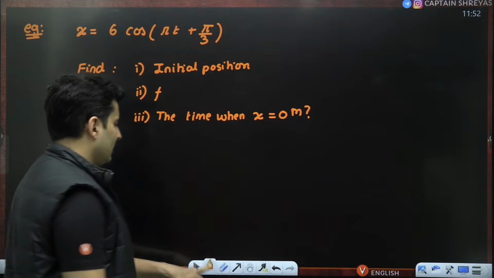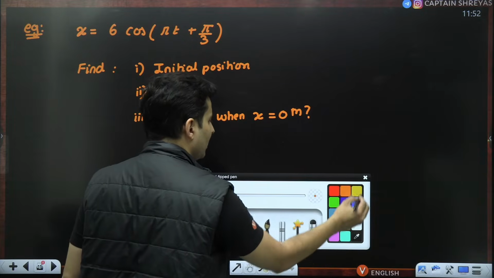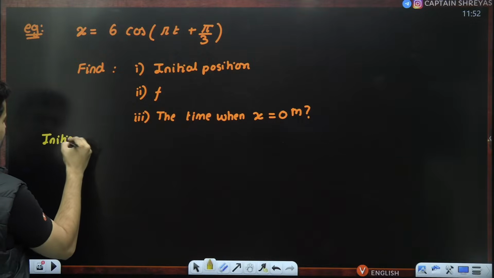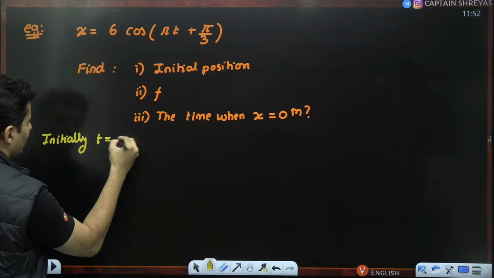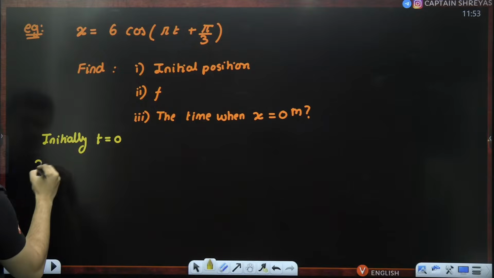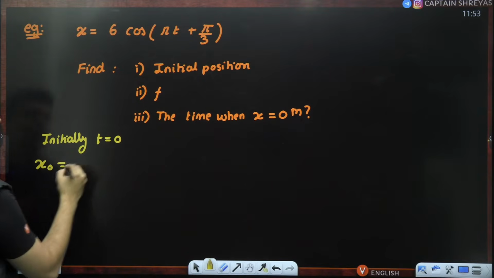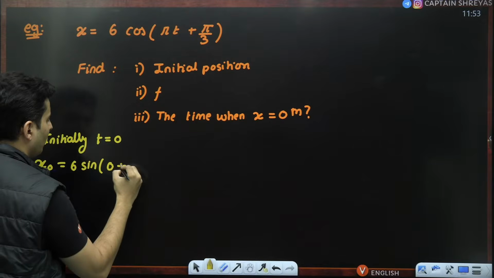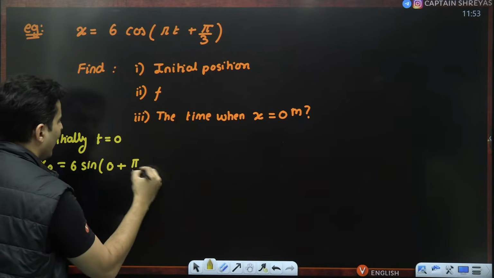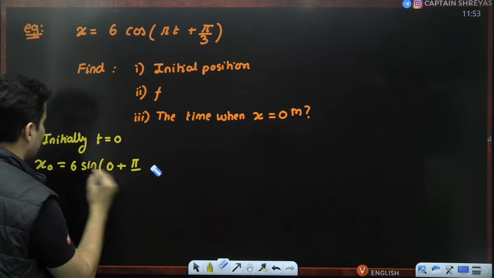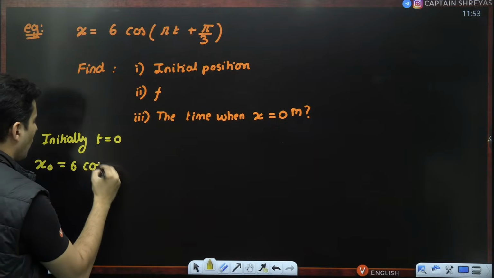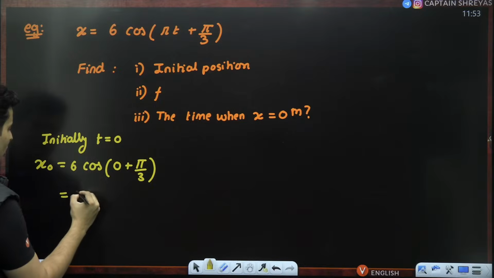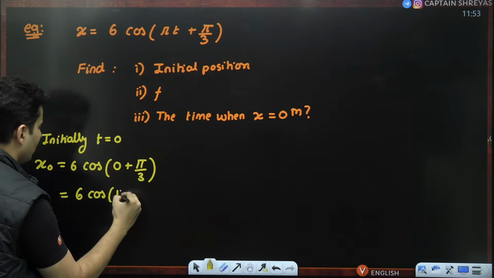Initial position is asked. Let's try to solve that first. Initial position means you have to substitute time as 0 over here. So x naught when time is 0: 6 sine, time is 0, so 0 into pi is 0, plus pi by 3. Sorry, this is not sine, this is cos, my bad: 6 cos 0 plus pi by 3. So this will be 6 cos of just pi by 3.